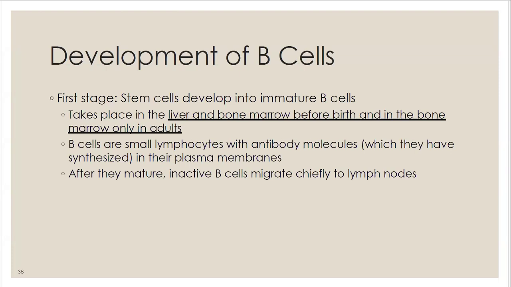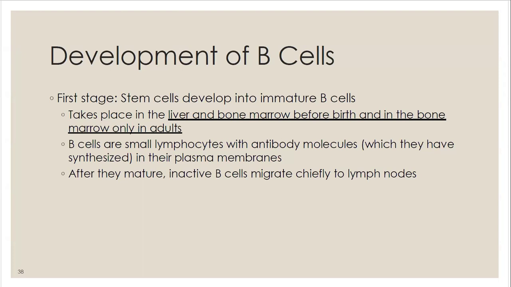The development of B cells occurs in two primary stages, and it is essential for humoral immunity. The first stage is the formation of immature B cells. This is when cells in the liver and bone marrow before birth, or just in the bone marrow in adults, develop into immature B cells. Immature B cells are small lymphocytes that carry specific antibody molecules on their plasma membrane, and these antibodies enable the B cells to recognize specific antigens in the future.